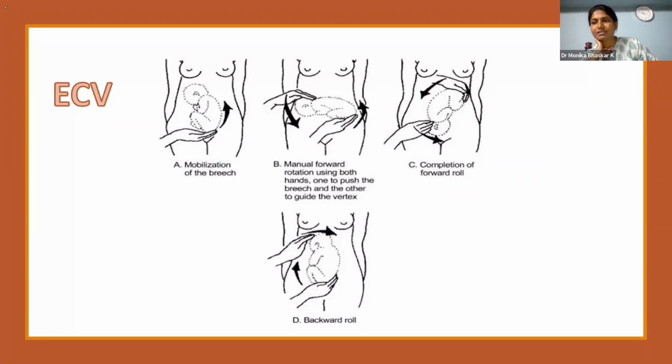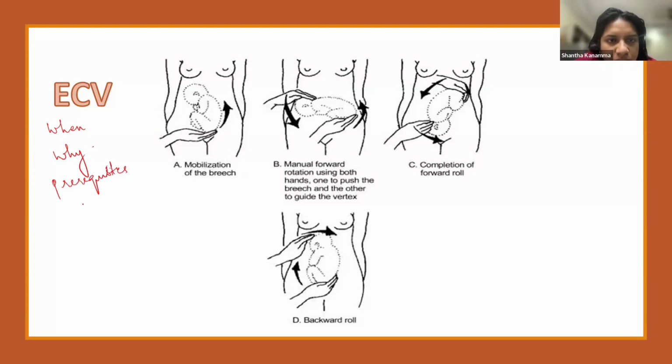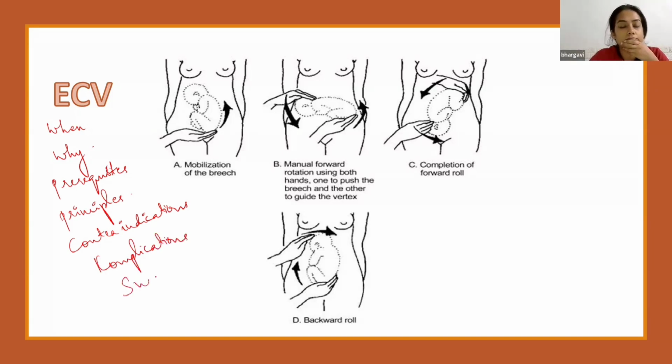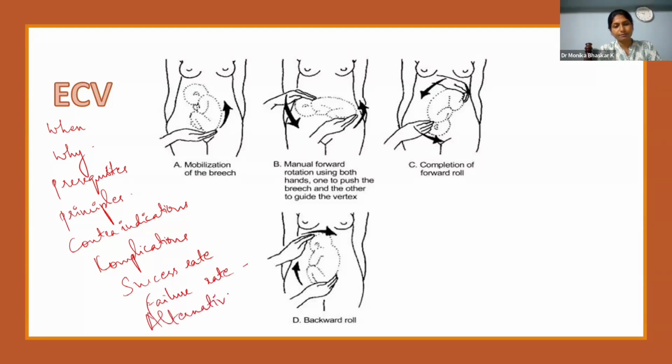To convert a breech presentation to a cephalic presentation. So, what are the very important things in ECV? When it should be done, why it should be done, what are the prerequisites for ECV? What are the principles of ECV? What are the contraindications of ECV? What are the complications of ECV? What is the success rate? What is the failure rate? And what are the alternatives? So under these headings, we have to discuss.